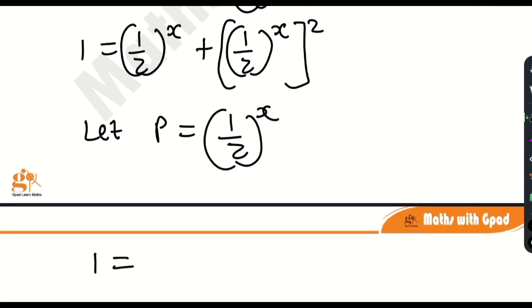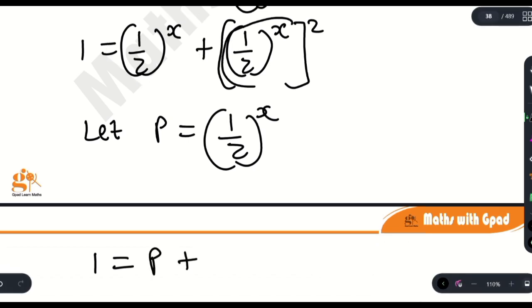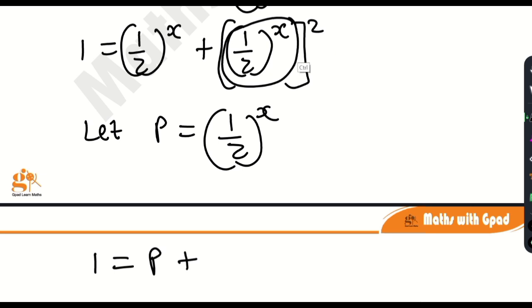1 is equal to, remember, we said let p be this. So that will be what? P plus, what about this? This is p, then we have squared there. See that? P squared. What do we have? A quadratic equation, which will be very easy for us to solve.